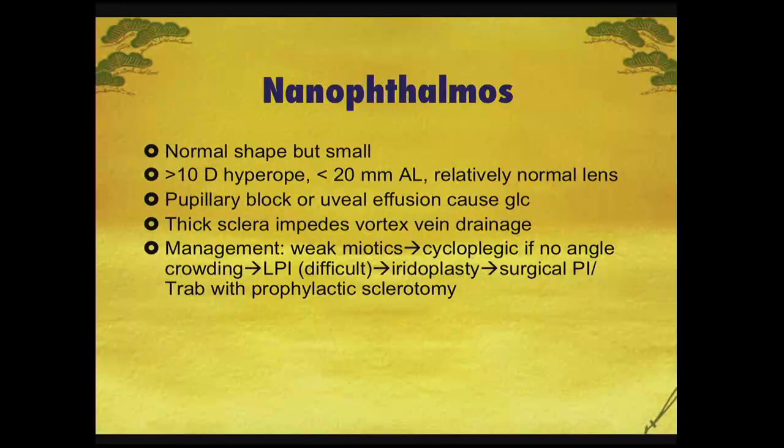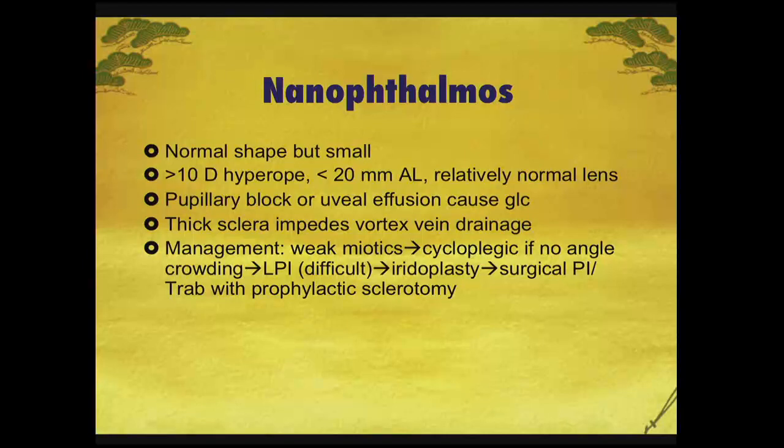Nanophthalmos: this is an eye that's small but with a normal shape. They typically are very high hyperopes with very low axial lengths and a relatively normal lens. So pupillary block can be the cause of glaucoma, as well as a uveal effusion pushing things forward.